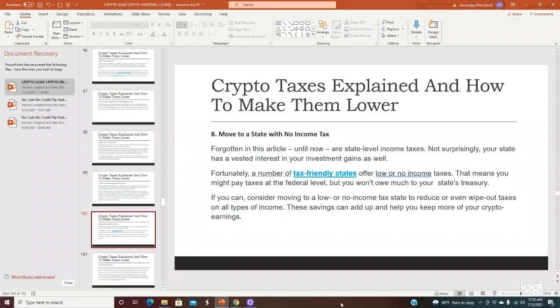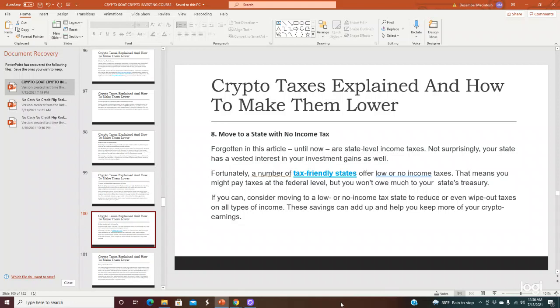So 8, move to a state with no income tax. So, forgotten in this article until now, there's state level income taxes. Not surprisingly, your state has a vested interest in your investment gains as well. Fortunately, a number of tax-friendly states offer low or no income taxes. That means you might pay taxes at a federal level, but you won't owe much to your state's treasury. If you can, consider moving to a low or no income tax state to reduce or even wipe out taxes on all types of income. These savings can add up and help you keep more of your crypto earnings.